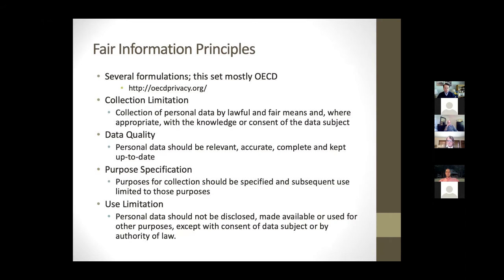So there are 8 fair information principles, the first of which is a limitation on collection. We don't want to collect any more information than absolutely necessary. We certainly don't want to collect it without the knowledge or consent of the data subject. Who's the data subject? You're the data subject. I'm the data subject. We're all data subjects. We call the human about whom this information is collected the data subject. Data quality. The personal data should be relevant, accurate, complete. The question is, if data is being collected about us, is that data correct? Is that data complete? Is it current?